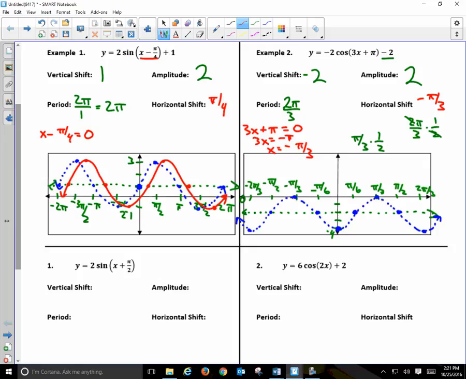How many tick marks do I move it? 2 to the left. So I'll start with this one right here. 1, 2. This one, 1, 2. This one, 1, 2.